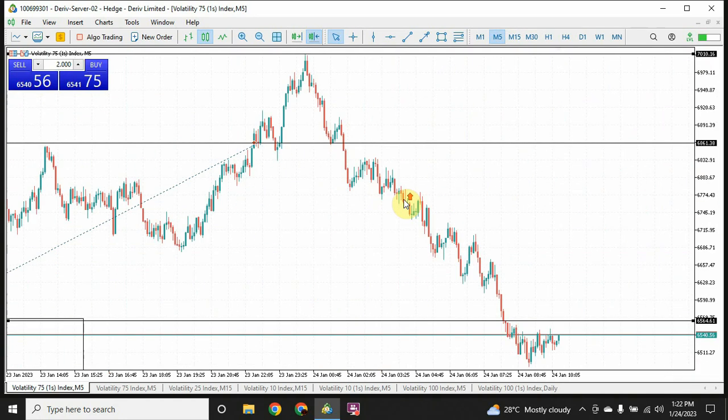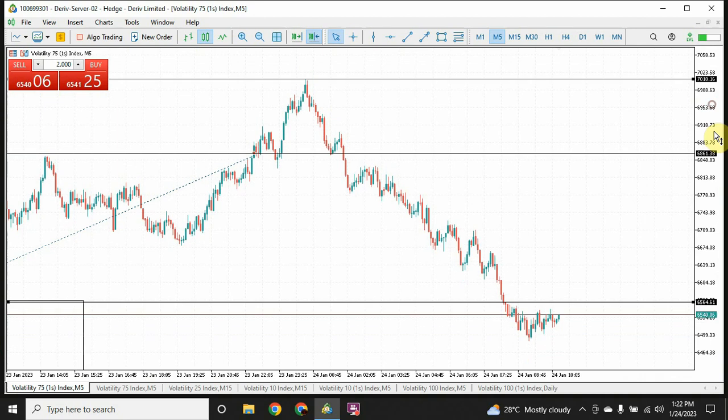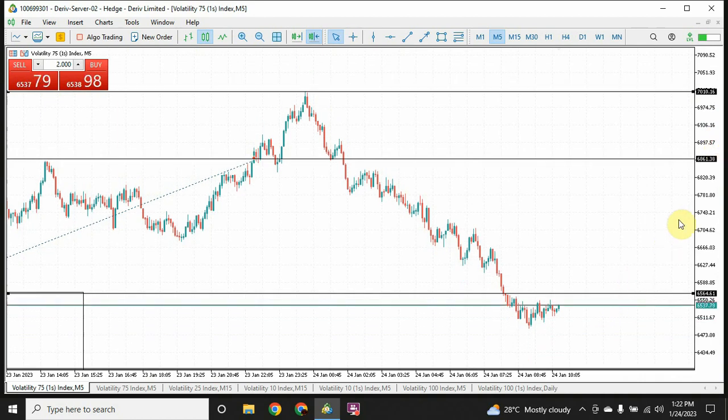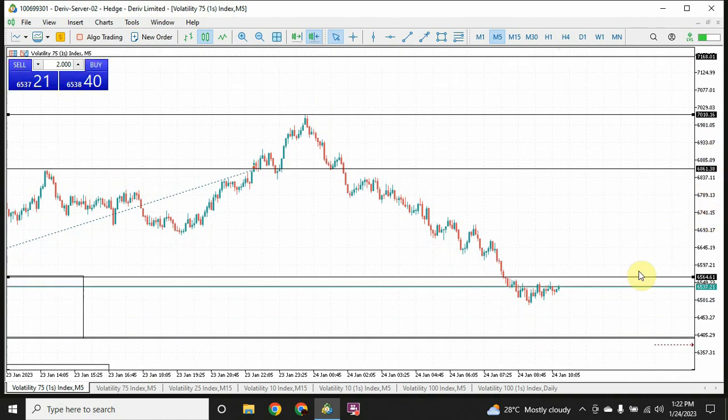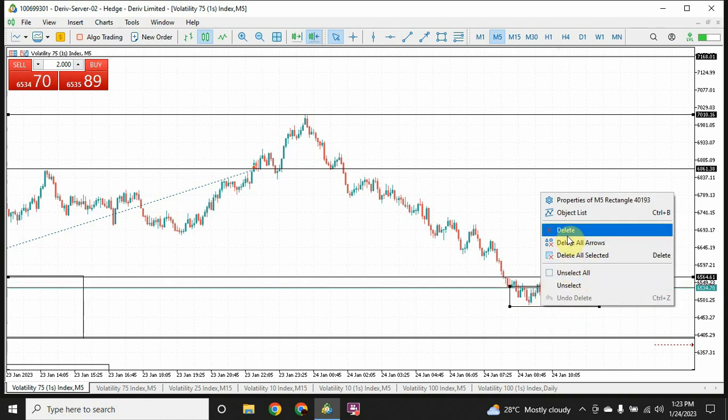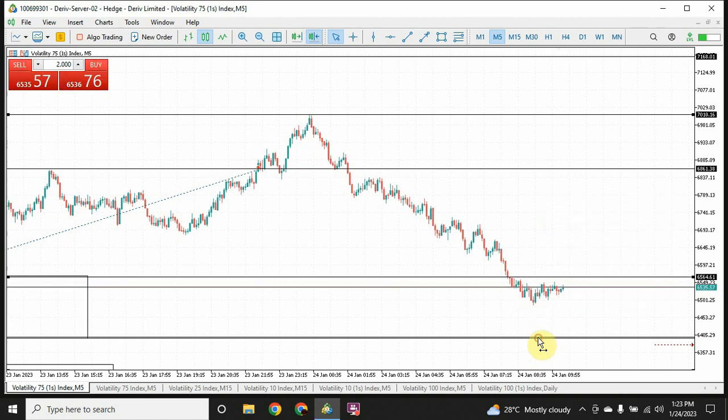I like 5 minutes for entries because it gives me early signals. This is a very volatile market, so I like 5 minutes. So here, what is the market doing in the 5 minutes chart? As you can see, the market is coming to a retest here, and we're forming a pattern. And what is this pattern? Let me just do this so that I won't confuse a load of people.